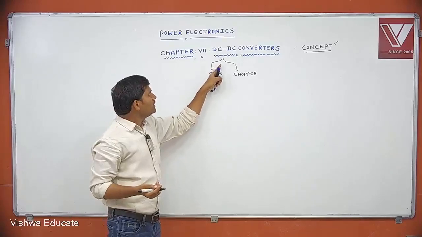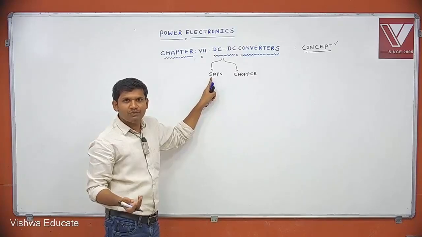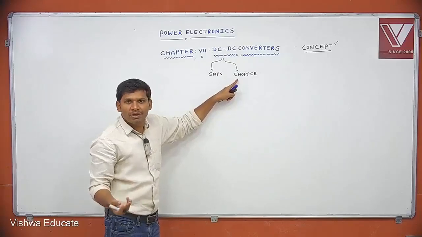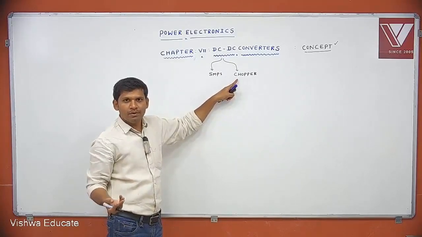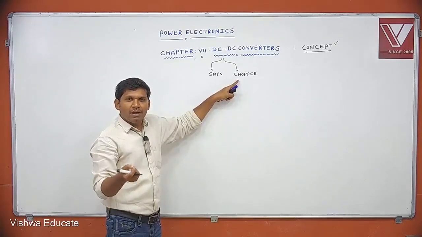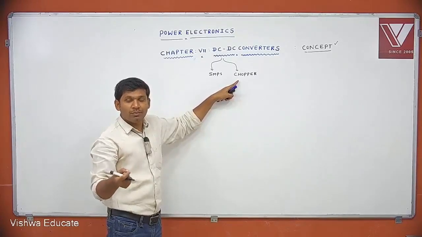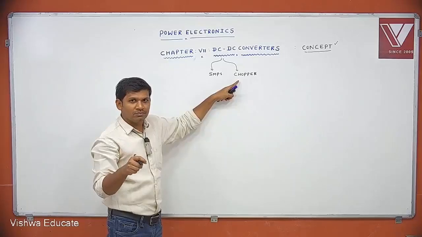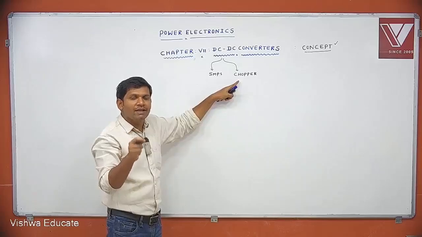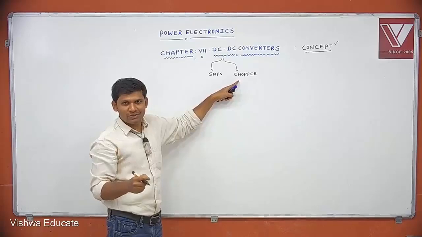If the DC to DC converters are used for low power applications, then it is called SMPS, that is switched mode power supply. If the same DC to DC converters are used for high power applications, then it is called a chopper. I think you've seen SMPS in the CPU application. SMPS is one of the DC to DC converters. We can say SMPS fed CPU, but we cannot say chopper fed CPU, because we use DC to DC converters for low power application there.